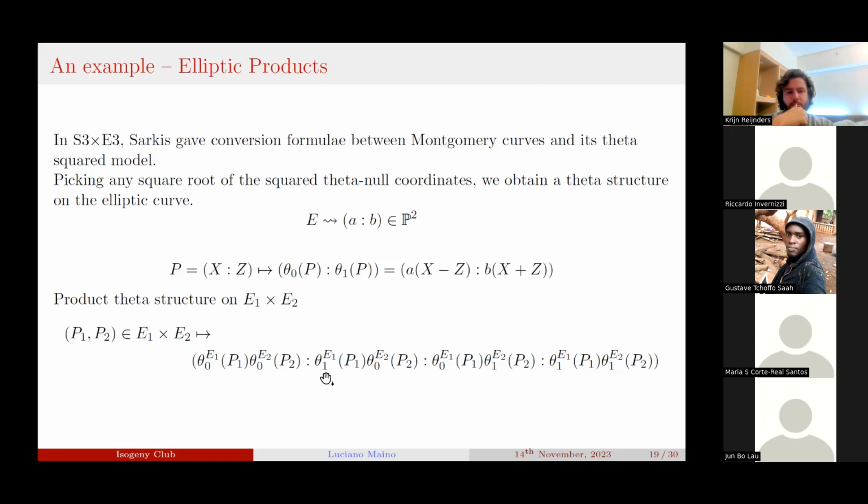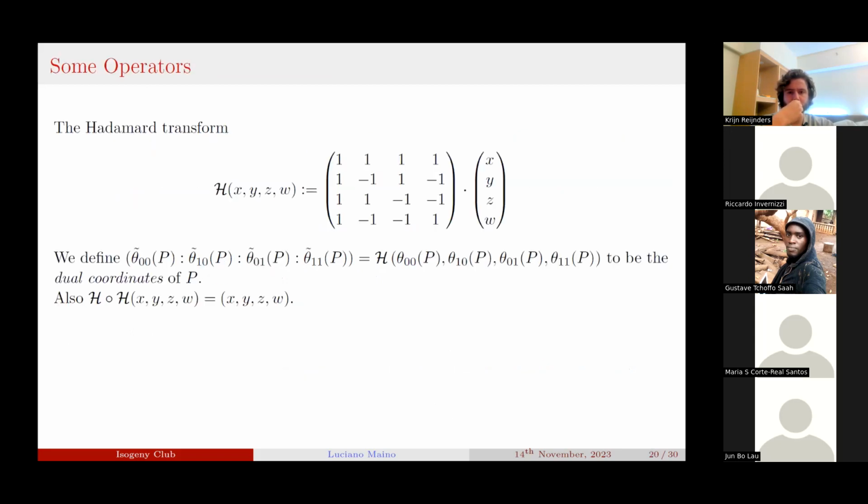So for instance, here we have 1, 0, and then here we have 0, 1, and then in the end we have 1, 1. This is just to say that this is practical, and we have a way to endow elliptic products with theta structures. Another ingredient that we need, I'm just going to introduce some operators. This is basically everything that we are going to need to describe isogenies in dimension 2.